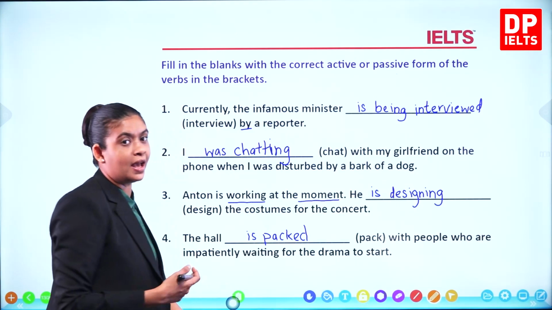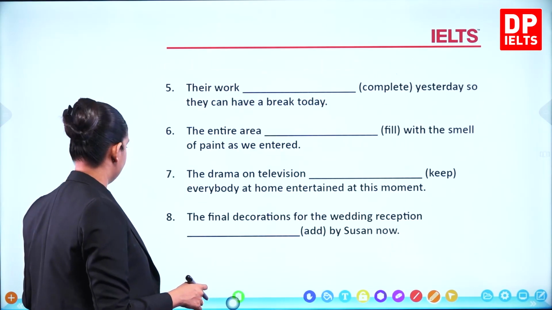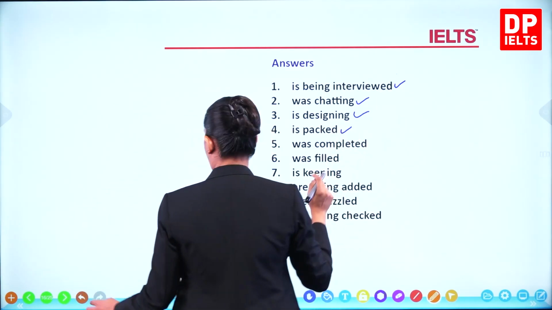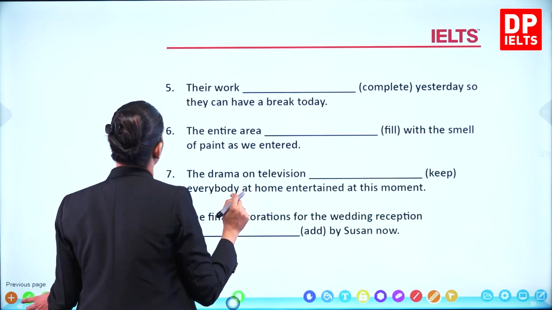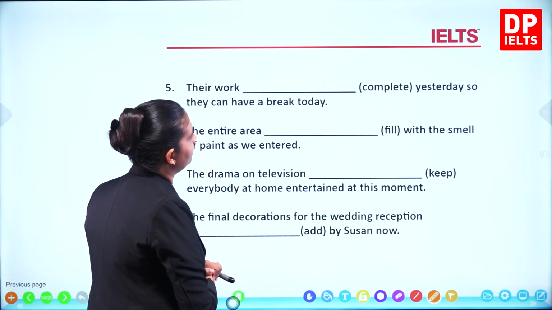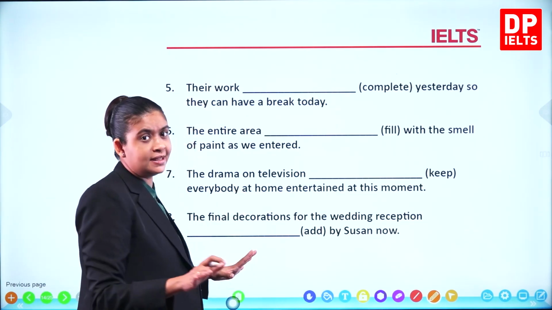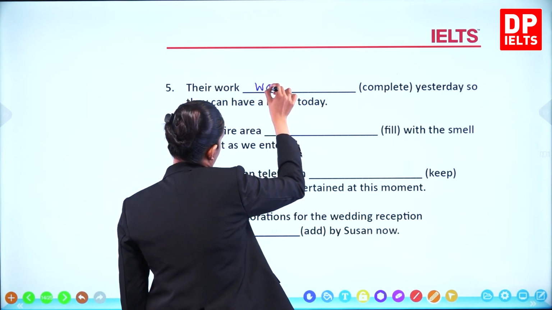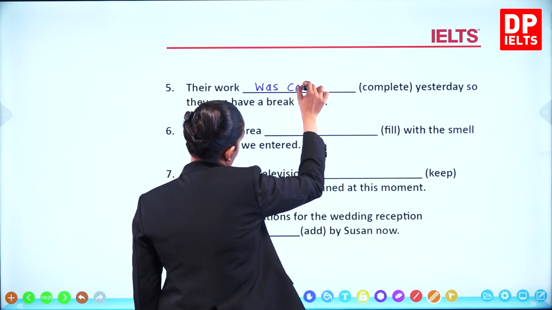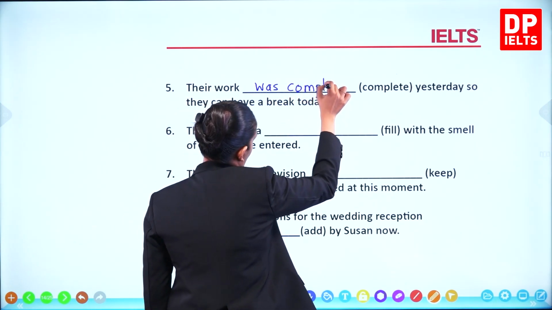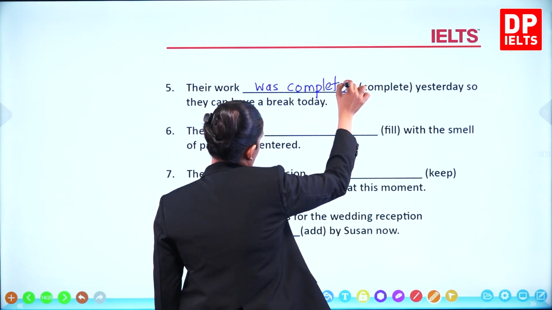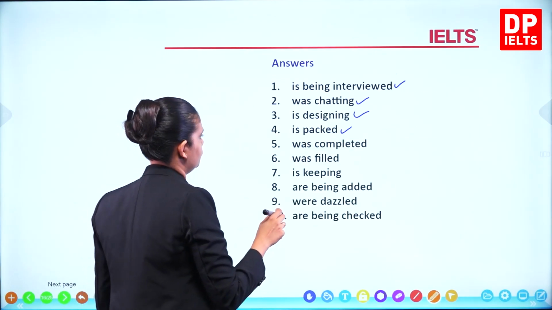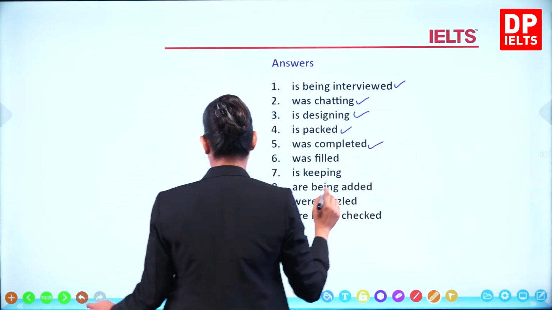Okay, so passive voice sentence. Next one. Their work blank yesterday. It's completed. Nothing's happening at the moment, so was completed. It was completed by them, so their work was completed. Okay, so here the answer should be was completed.